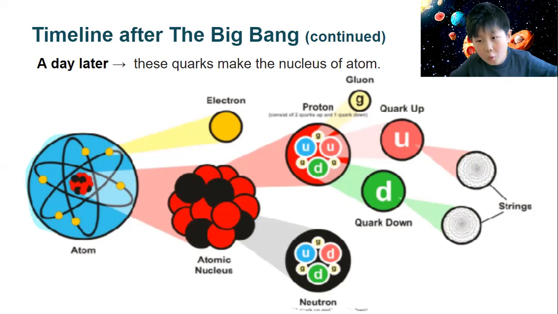Gluons help quarks stick together because actually quarks really hate each other. Hi, I hate you. The difference between a proton and a neutron is that a proton has 2 up quarks and 1 down quark, but a neutron is 2 down quarks and 1 up quark. Quarks are made of strings.